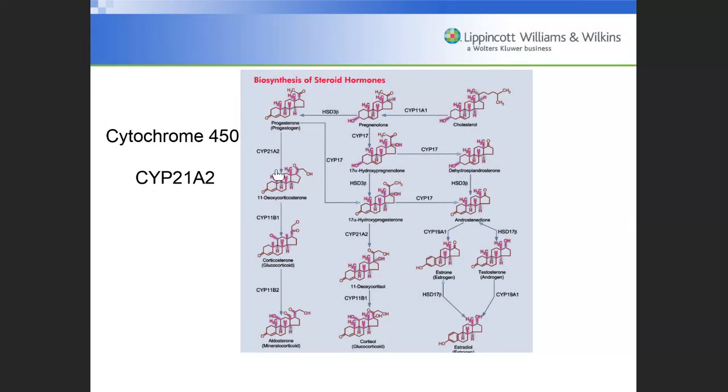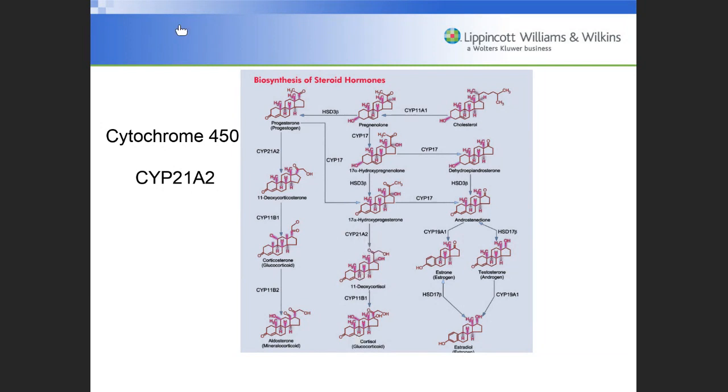You don't have to know all of these different intermediates, but note that cytochrome P450 is also known as CYP21A2, which is this enzyme right here. In this case, there's a defect in this enzyme. Typically, this enzyme in the adrenal cortex is involved in making cortisol.